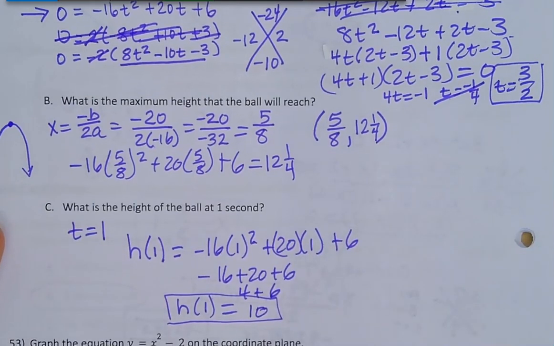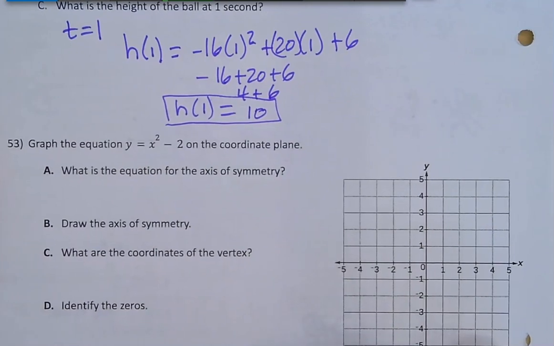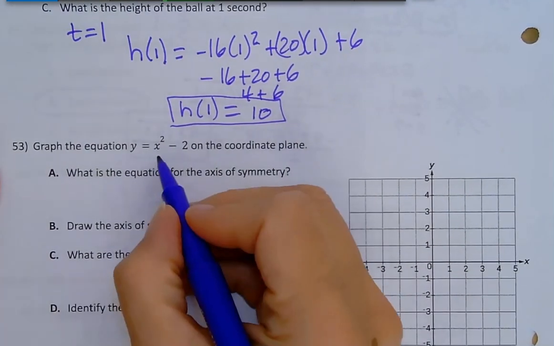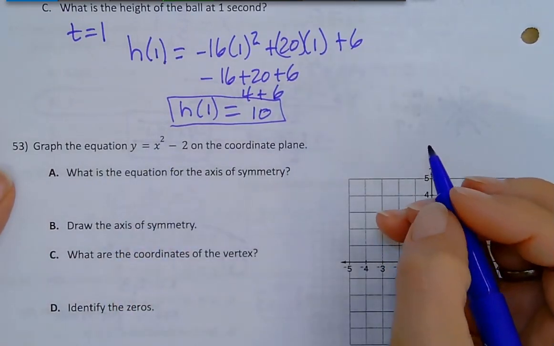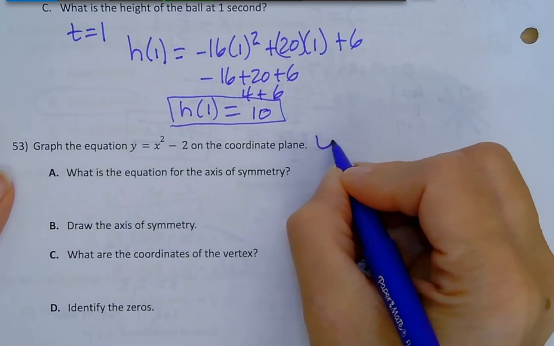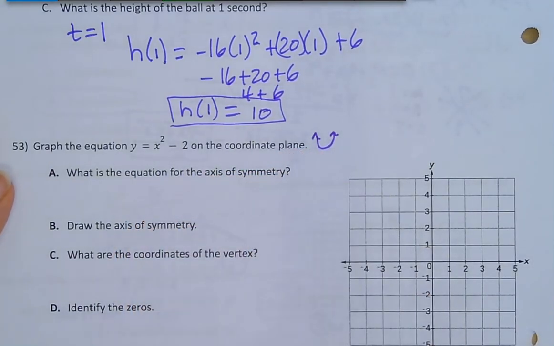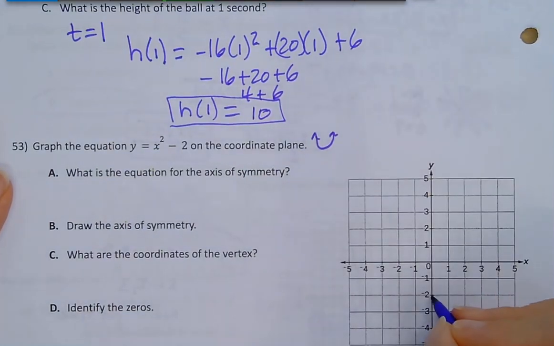Okay. All right. Let's graph the equation y equals x squared minus 2 on a coordinate plane. So it's a quadratic, right? I have a positive coefficient before the x squared, so I know we're going to open up. And I have negative 2 as my constant, so I know I'm going to be crossing the y-axis at negative 2. All right, so I need to figure some things out.